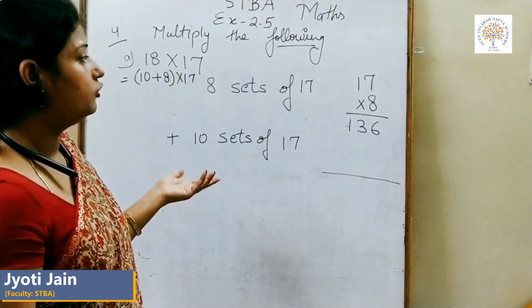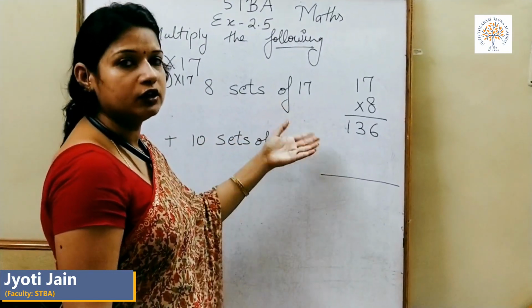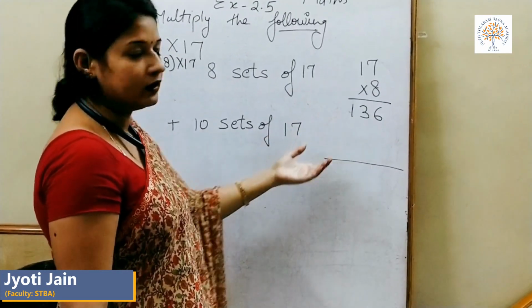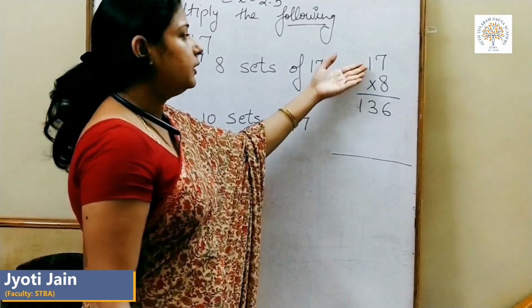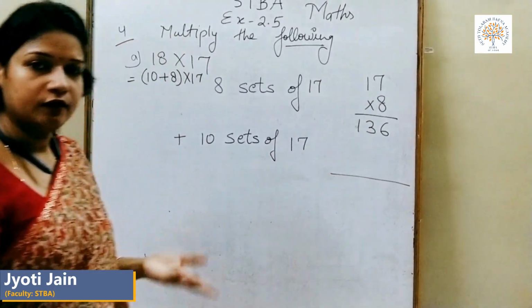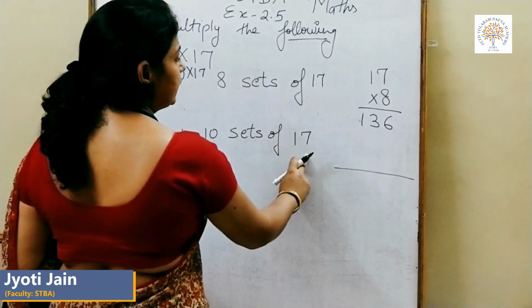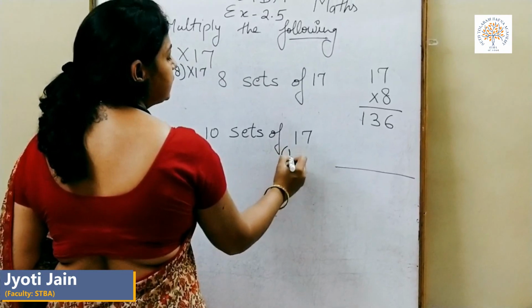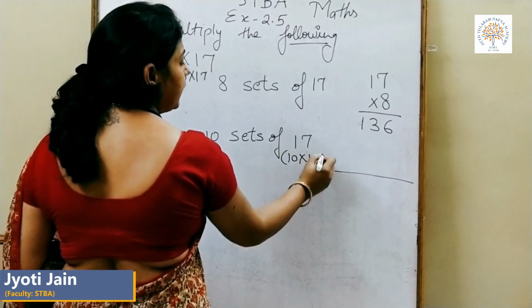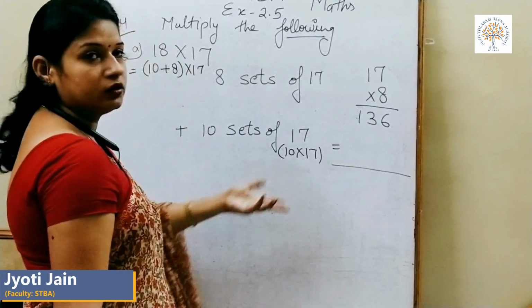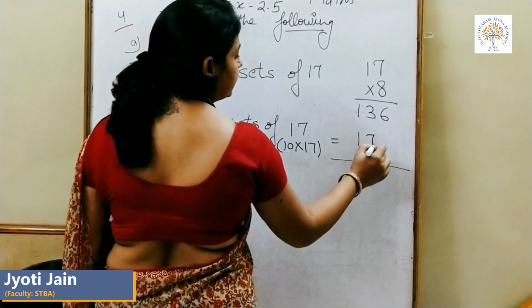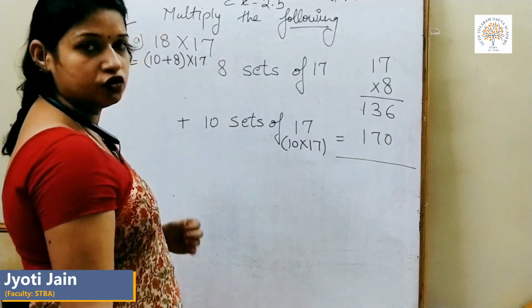Or even if you feel that you need to do calculation or multiplication, you can do that also. Otherwise, simply we can multiply 17 by 8 and we will get 136. Here 10 sets of 17. So 10 sets of 17 means 10 will be multiplied by 17. So 10 multiplied by 17, we will get 170, which we have already done.